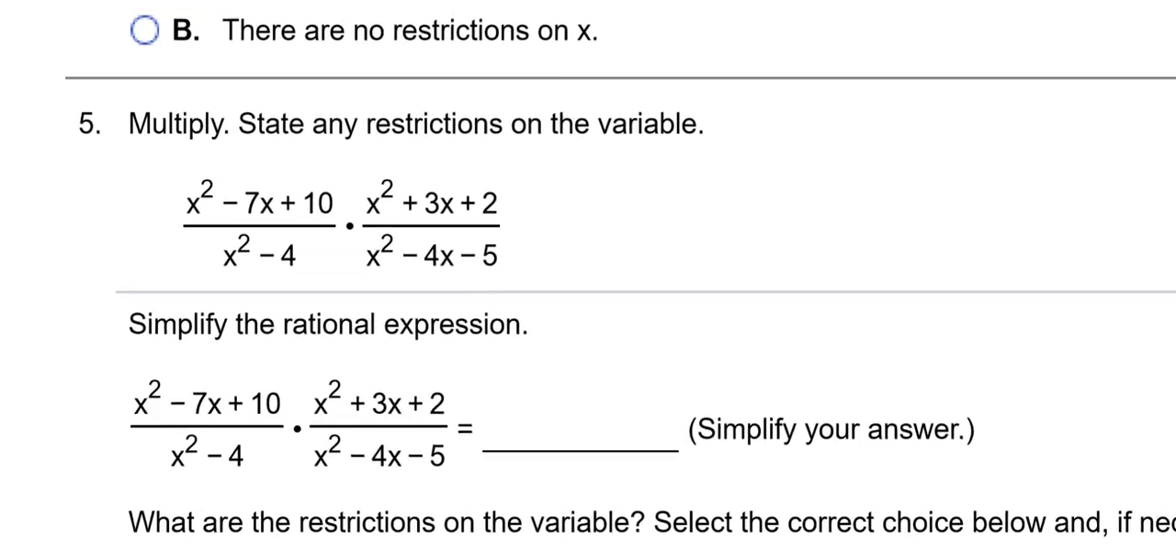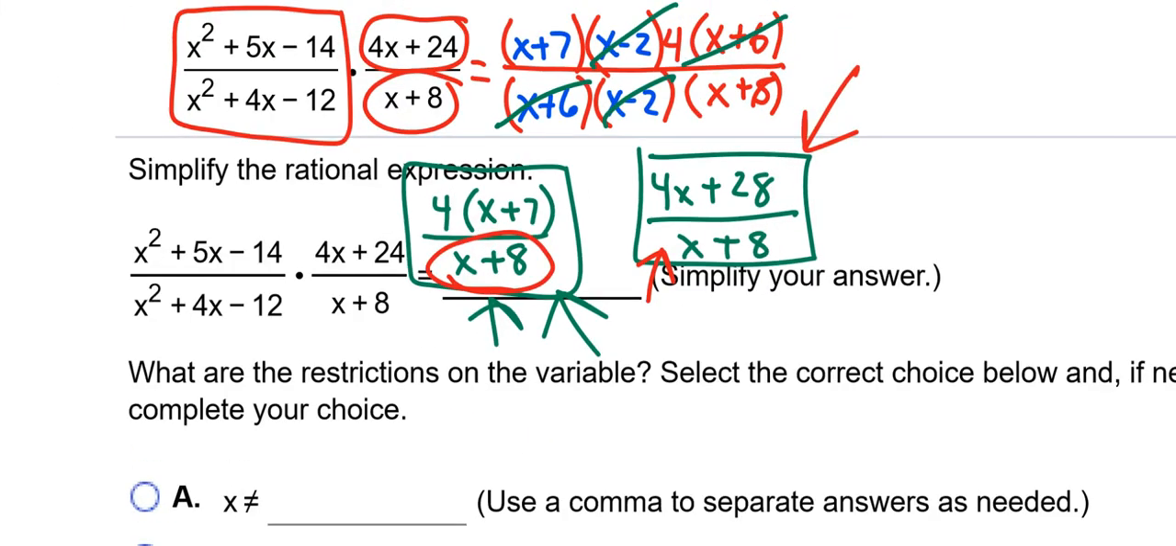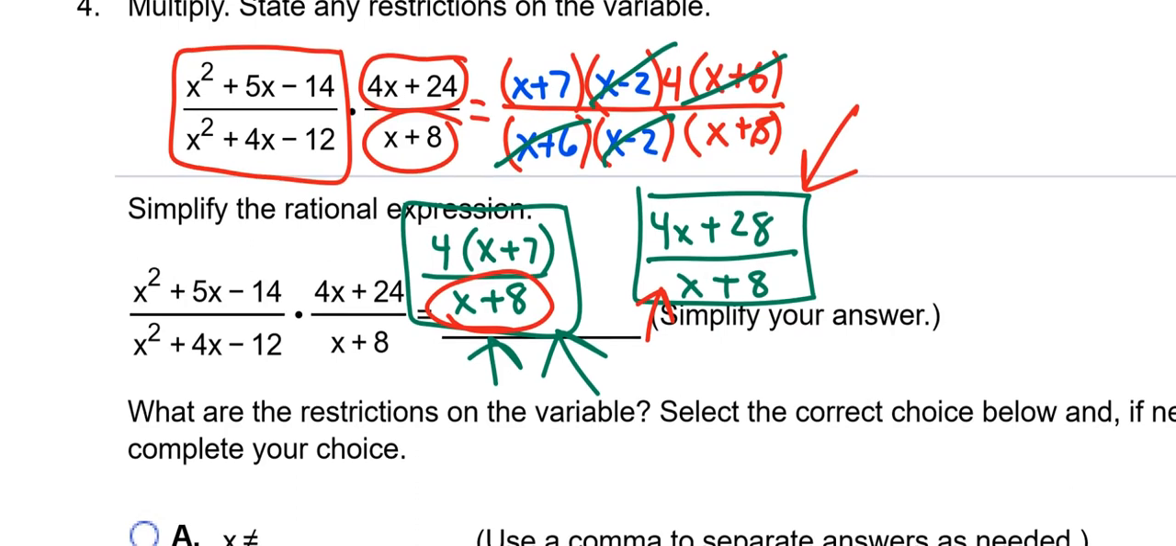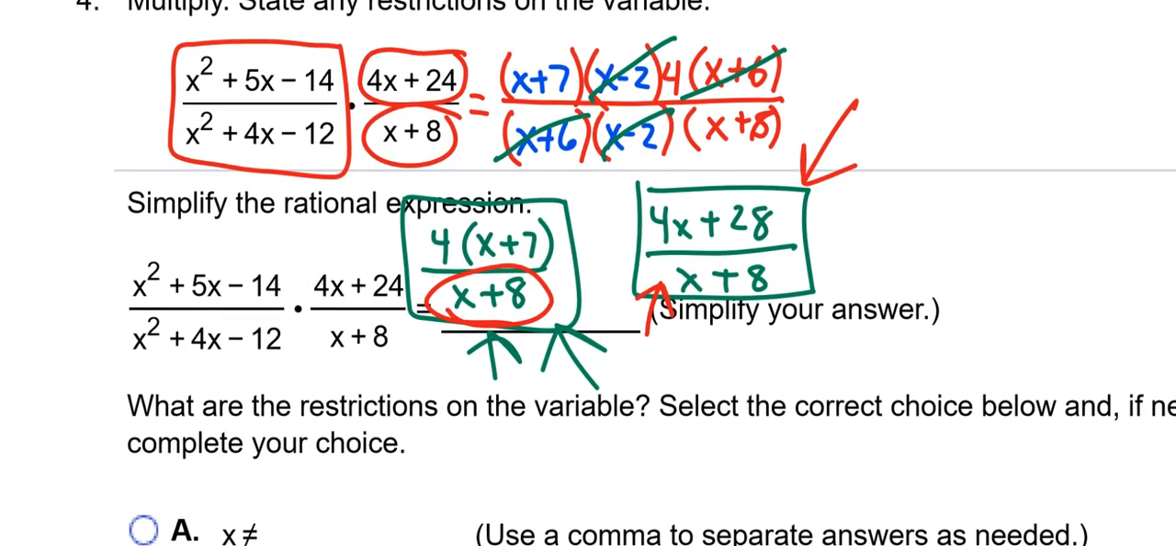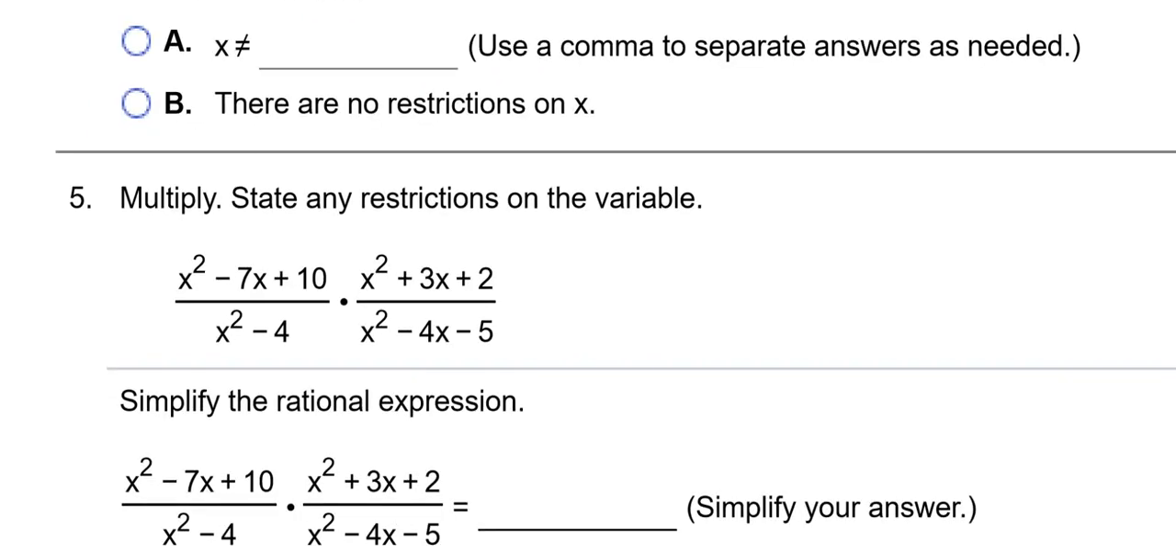What was the bottom? Can you go back up? Sure. The only thing left on the bottom was X plus 8. Okay, question 5.